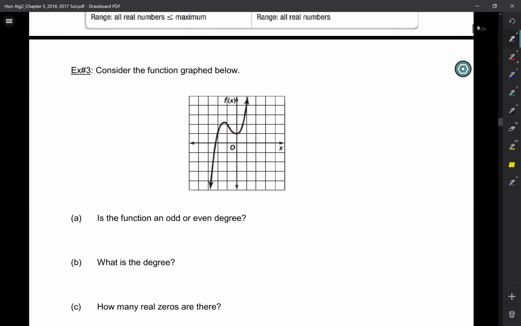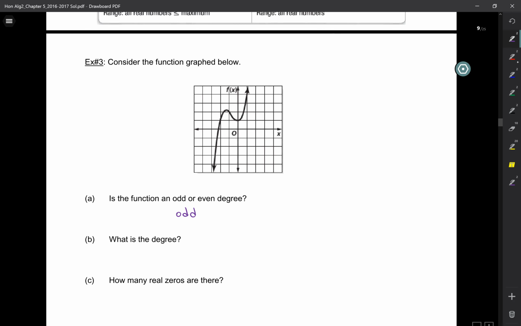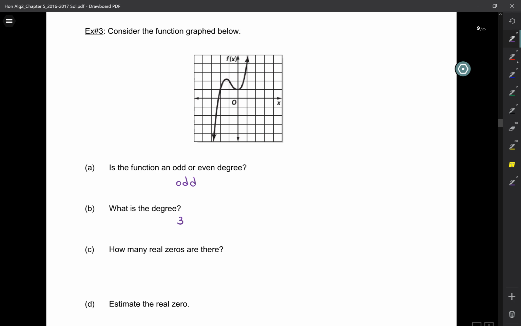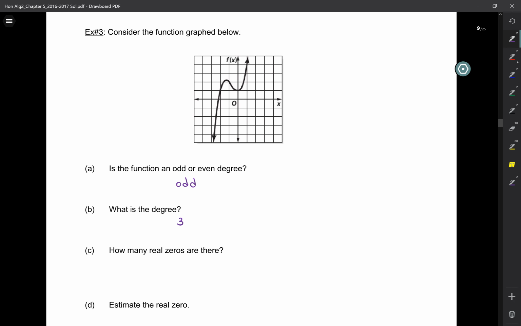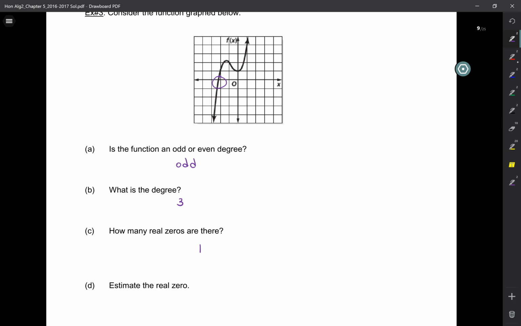All right, let's take a look at this example. Okay? It says, first of all, is the function an odd or an even degree? Odd. What is the degree? 3. How many real zeros are there? 1, because it only crosses the x-axis once. Estimate the real zero. Right, so it's somewhere between -2 and -3, right?